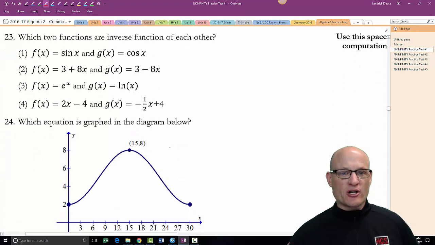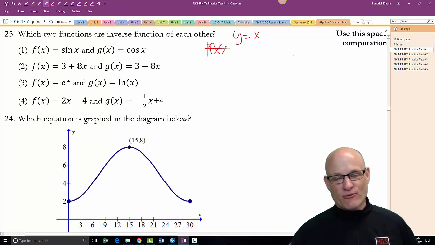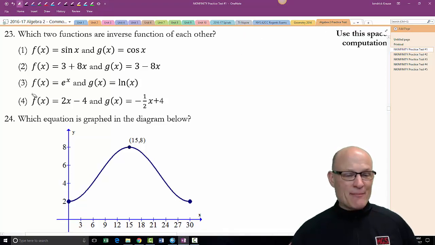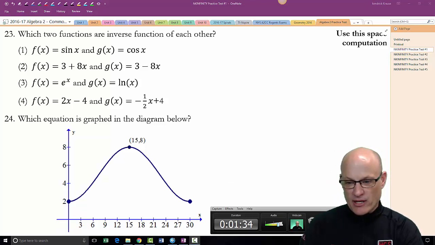Which two functions are inverses of each other? Remember, if they are inverses of each other, they are reflections. They are mirror reflections over the line y equals x. So cosine and sine, this is sine, and then this is cosine. Those are not reflections over the line y equals x. That ain't going to happen. The second one I'm not so sure about. Actually, I am sure about it, but you may not be.